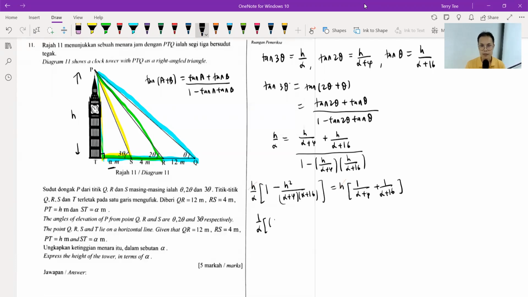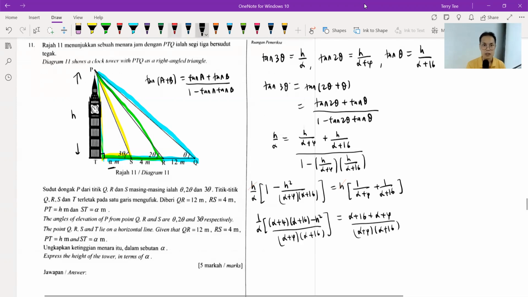As for this, I will cross multiply first: alpha plus 4, alpha plus 16 minus h squared, divided by alpha plus 4, alpha plus 16. This whole thing is now equal to, let's cross multiply again, alpha plus 16, alpha plus 4, alpha plus 4, alpha plus 16. Good news is we can cancel off the denominator here, and let us expand this bracket. This is alpha squared plus 20 alpha plus 64 minus h squared. On the right, I got 2 alpha plus 20.